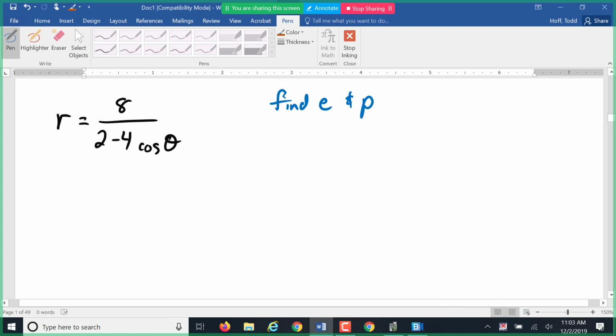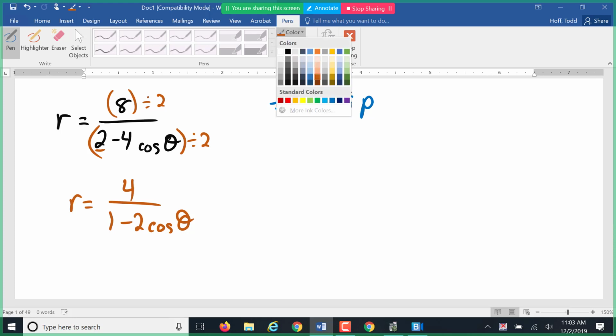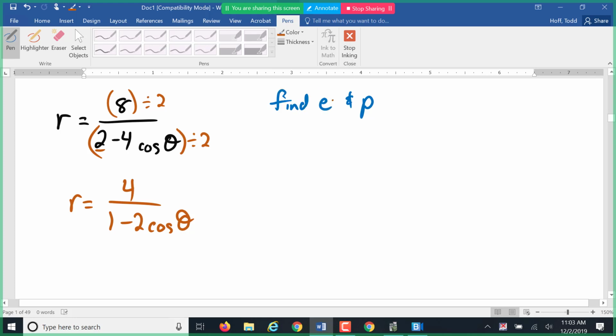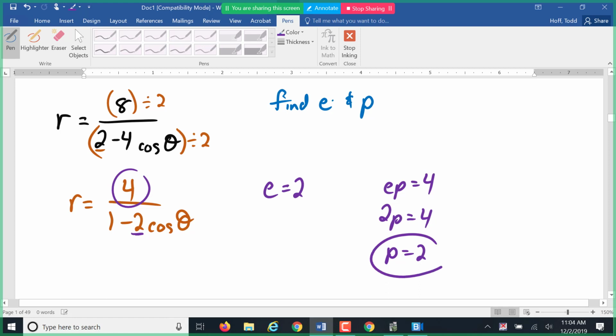So if we get this in our common form, this is a 2 here, so we're going to have to divide both the numerator and denominator by 2. So r equals 4 over 1 minus 2 cosine theta. So this is telling us that e is right here, e equals 2, or eccentricity is 2. This is saying ep equals 4, e is 2, so p is also 2.